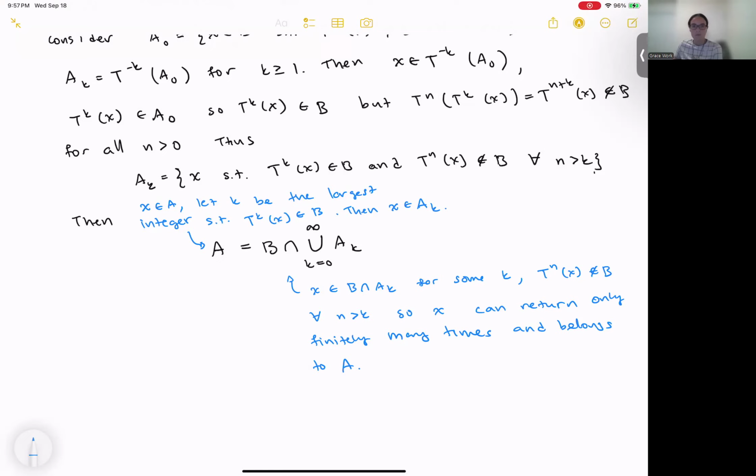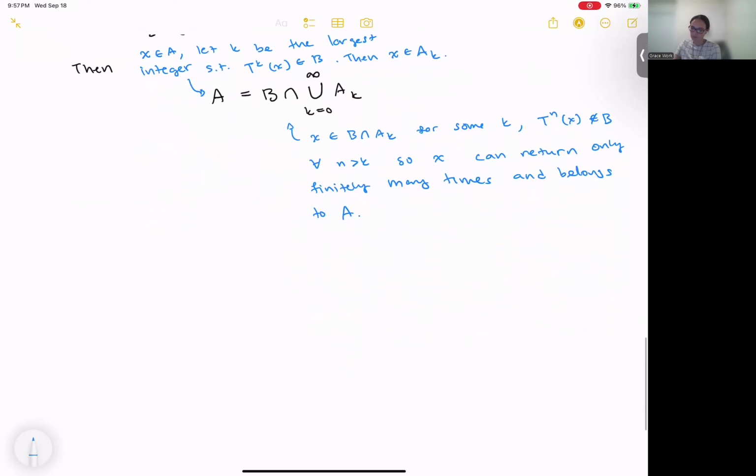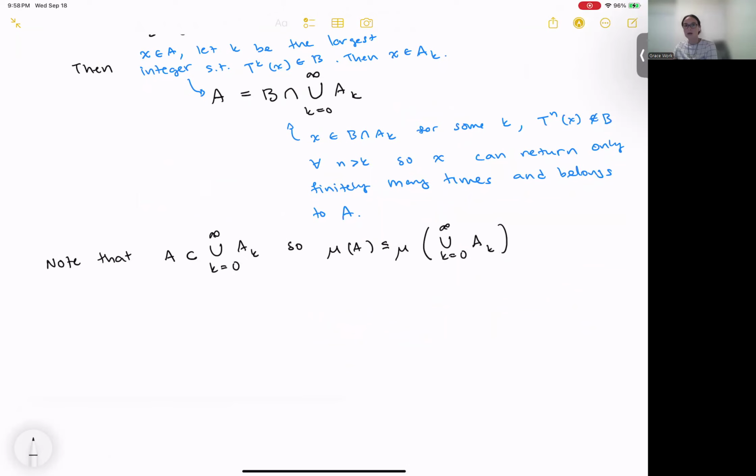All right. So since we have that A is equal to this intersection, we have that A is a subset of this union we have on the side. So note that A is a subset of this union. So in particular, the measure of A is going to be less than or equal to the measure of this union. So now it suffices to prove that the measure of this union is equal to 0, and then we'll have shown that the measure of A is equal to 0.